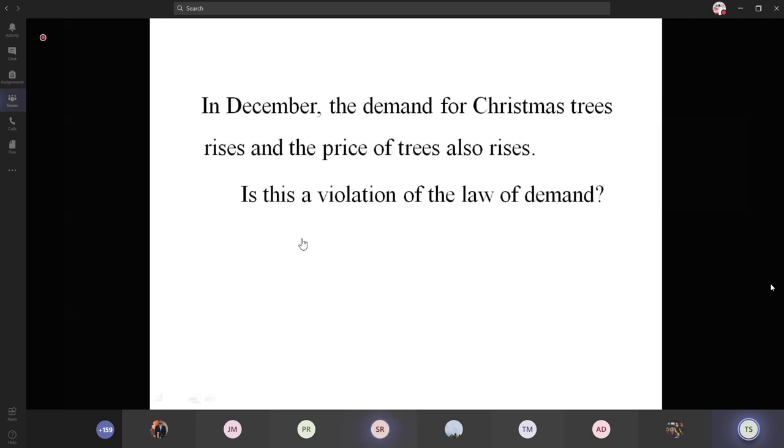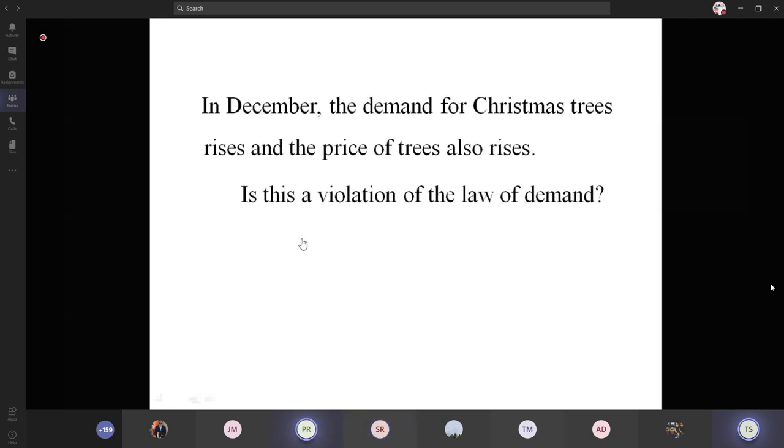Right, Siddharth, again. I think it comes under an exception, so it's not a violation. I'm not sure. Okay, it's not a violation. You're correct, Siddharth. It's not a violation. It's an exception.